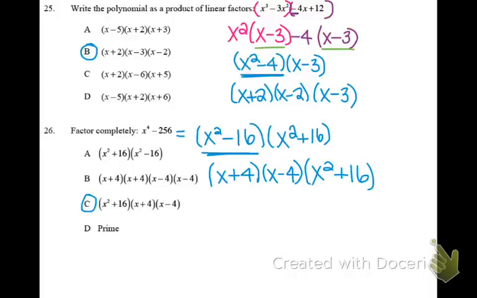If you notice, this right here is letter A, so you have to be careful with that because that's not factored completely, and it says factor completely.